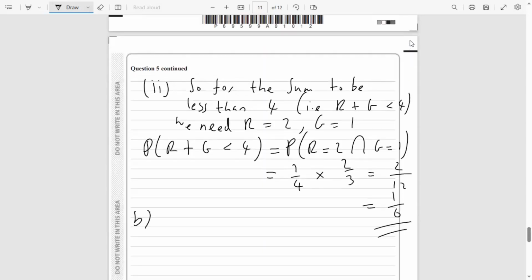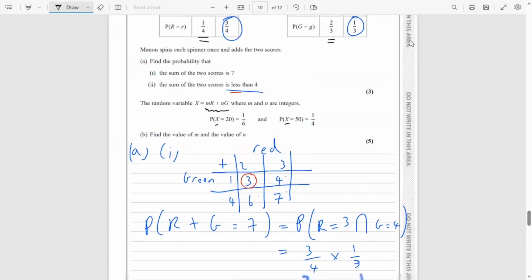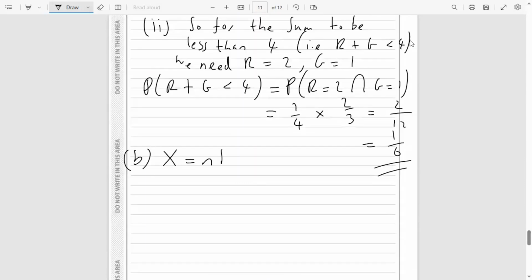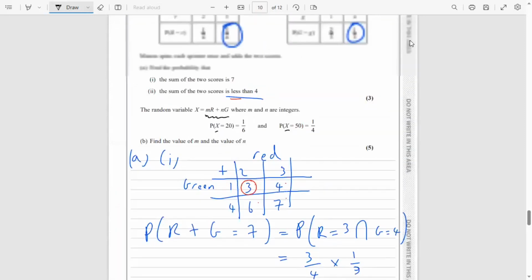So part B. So we know that x is equal to n times, I forgot which variable it was. It was r, yeah, n times r plus m times g. And again, I'll just check if I got that the right way around. Yeah.